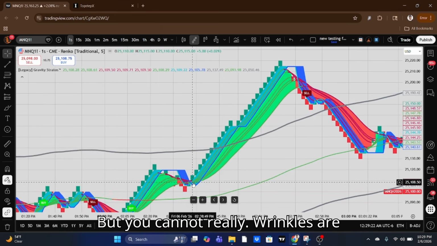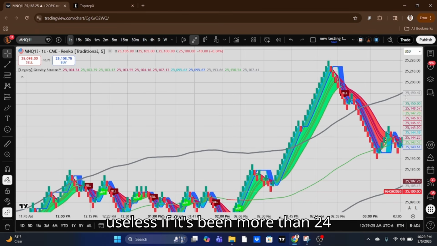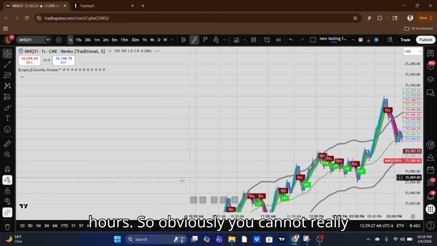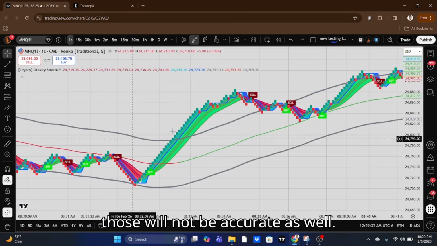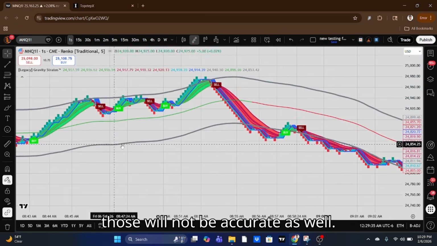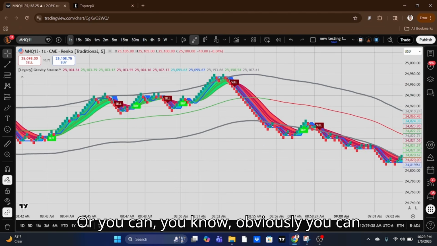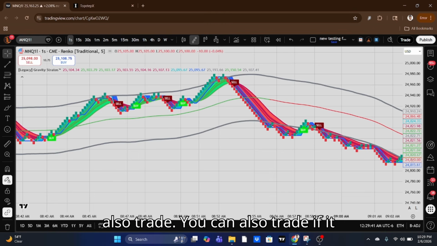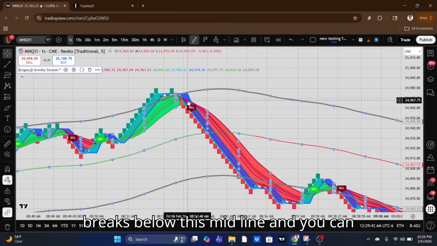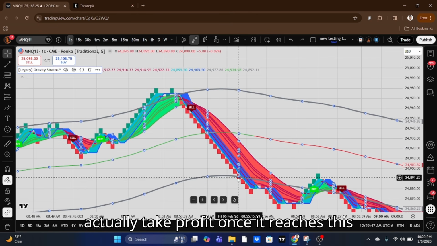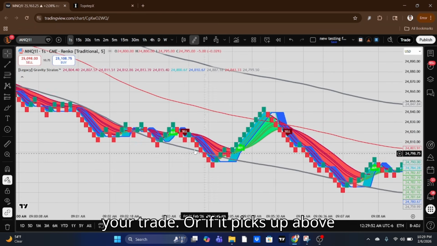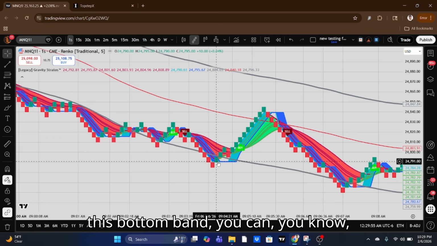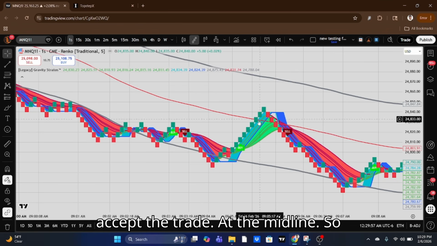But you cannot really. Renko charts are useless if it's been more than 24 hours. So obviously you cannot really scroll back and see the data, because those will not be accurate as well. Or you can also trade if it breaks below this midline, and you can take profit once it reaches this bottom band. It just really depends on the trade, or if it picks up above this bottom band, you can exit the trade at the midline.